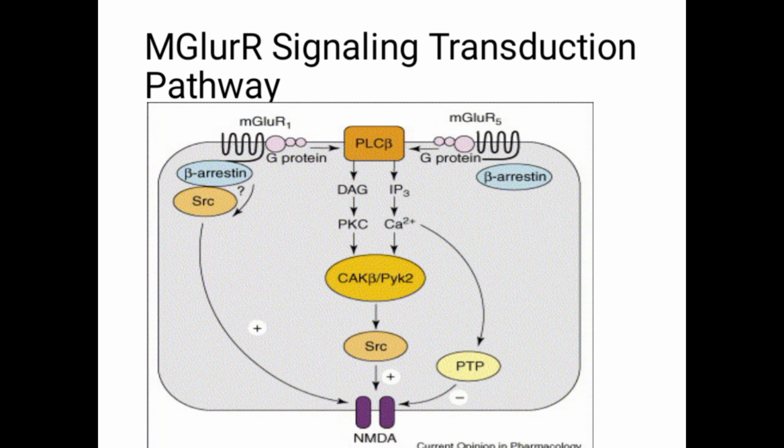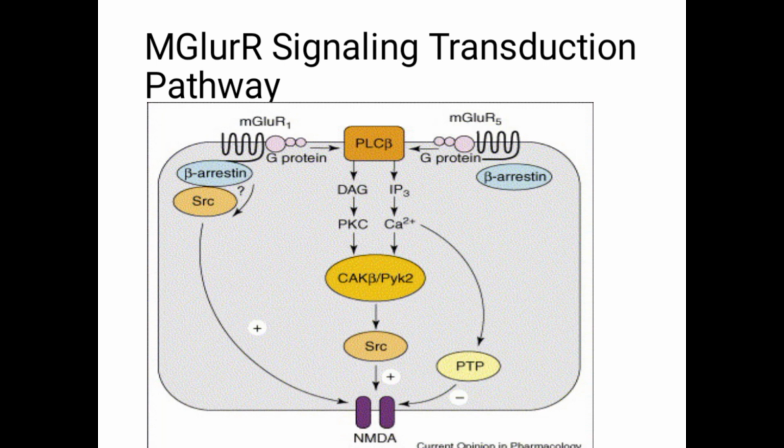Firstly, the glutamate, which is released from the presynaptic neuron, binds to either metabotropic glutamate receptor 1 or 5, because these glutamate receptors are complex. So when it binds on either group 1 or group 5 on the cell membrane, it activates a G protein inside the cell.